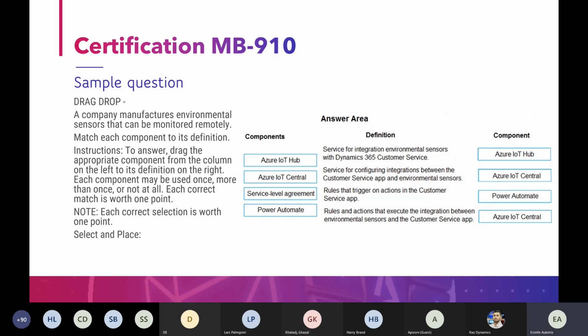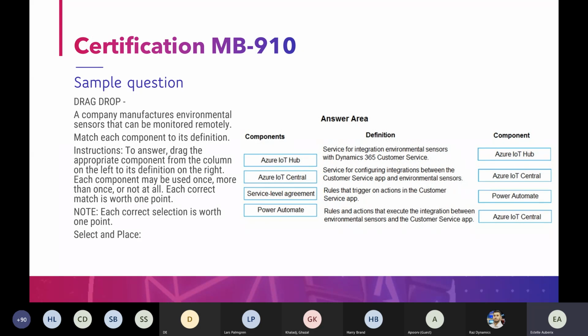The rules that trigger an action to the customer service app can be managed by Power Automate, and the rules and actions that execute the integration between environmental sensors and the customer service app can also be managed by Azure IoT Central. As you can see, we have 3 answers instead of the 4 components provided. That means that you're not obliged to use each component. Sometimes you can have one component right for both answers, and that's the case in this example. So don't think that because you have 4 components, you have to put one in each, and can't use one twice.